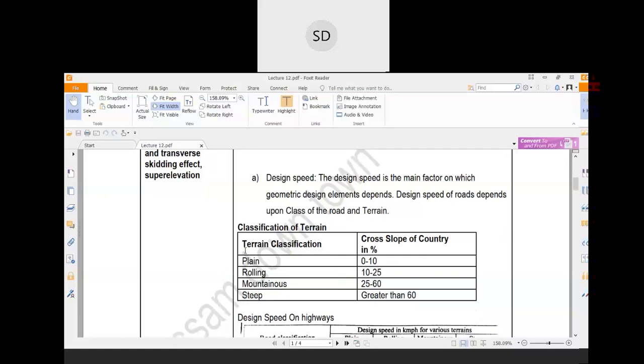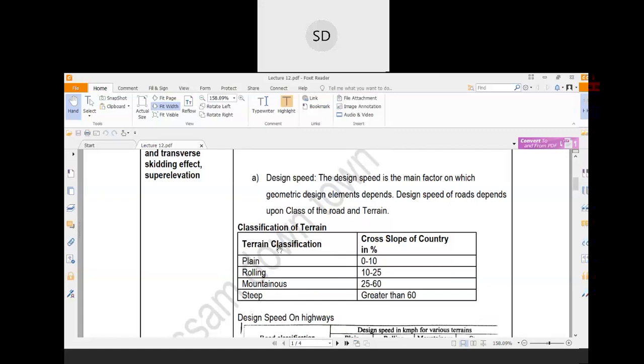So what are the different data for the design speed for different types of terrain? These are the terrain classifications. Plain means flat area. Rolling means slightly hilly area. Mountainous means a mountainous range, and steep means more steep, totally hilly area. So these are the classifications of the terrain.